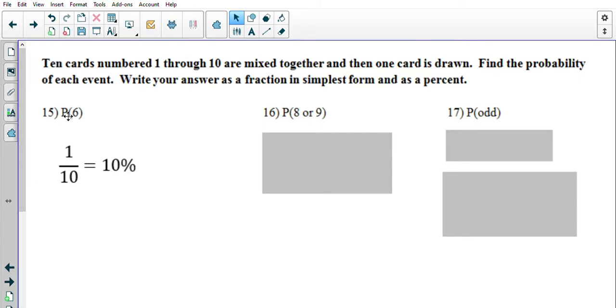We have one card out of 10 that has a 6 on it, which will be 1/10, and that will be 10% for us. Number 16, P8 or 9.